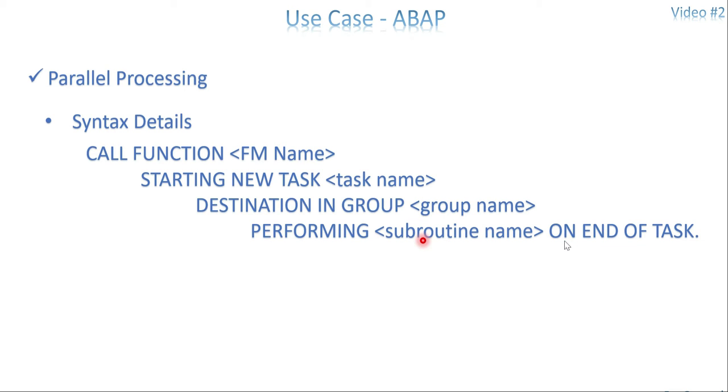And then PERFORMING subroutine name, any name you can give. So we need a subroutine, because after the function, what needs to be done is going to be entered or kept in that particular subroutine only, ON END OF TASK. So this is the syntax to call a function module, and it's going to run in multiple sessions.